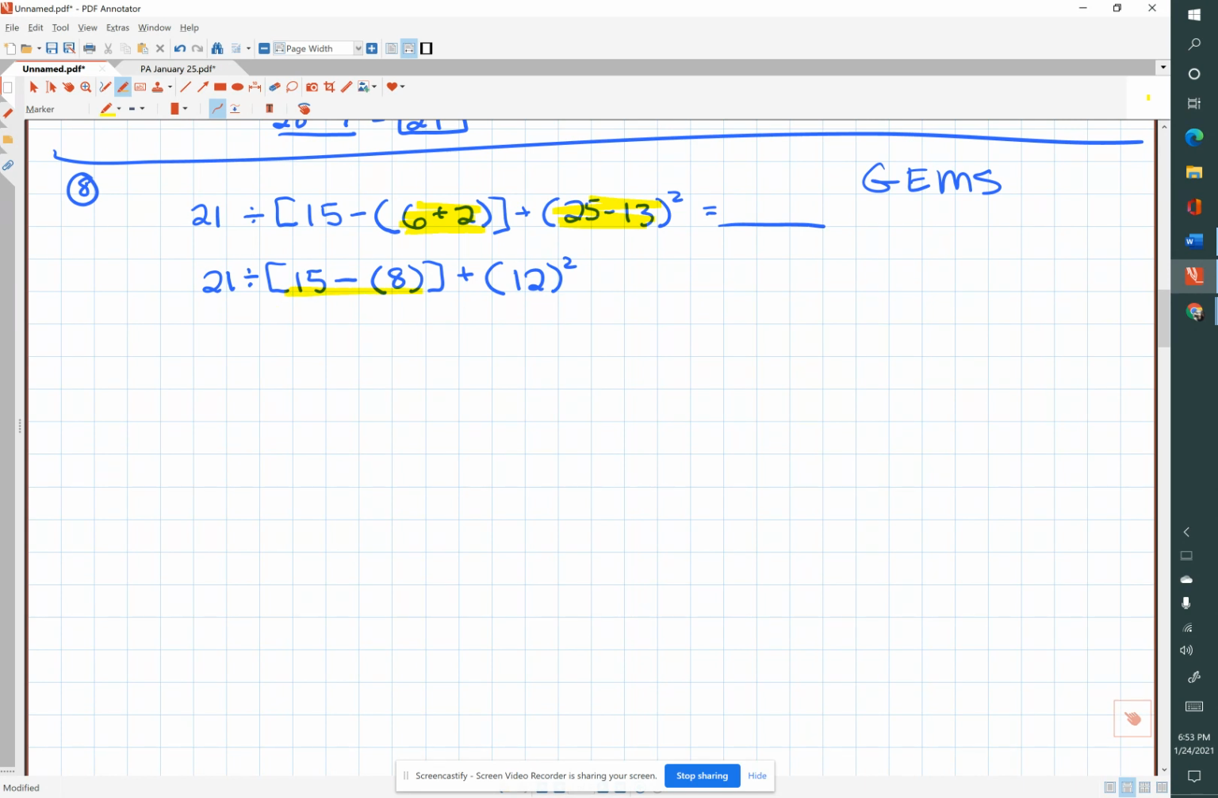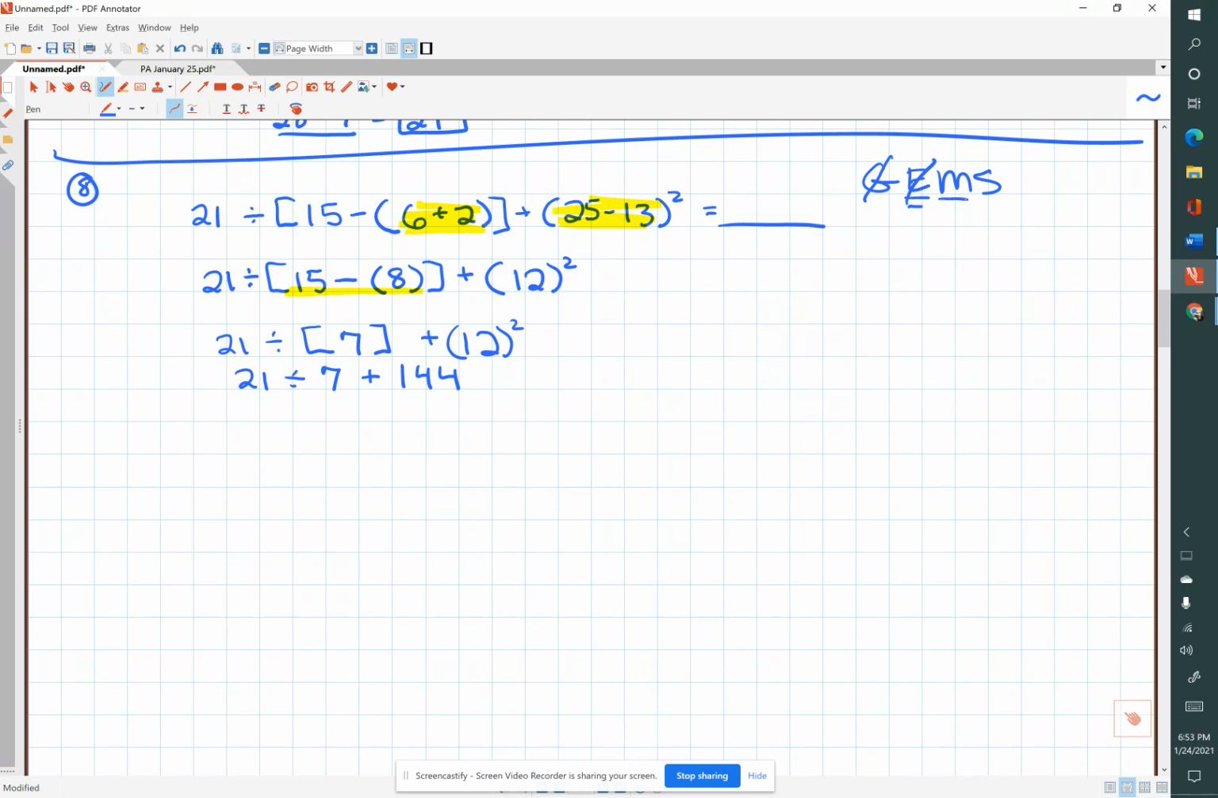We still have a grouping symbol there. So 21 divided by 15 minus 8 is 7, plus 12 squared. Now we can work with this exponent. 21 divided by, I can remove those brackets now, 7 plus 12 squared is 12 times 12, which is 144.